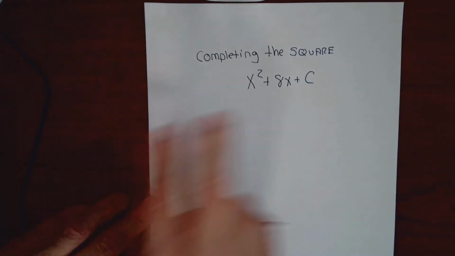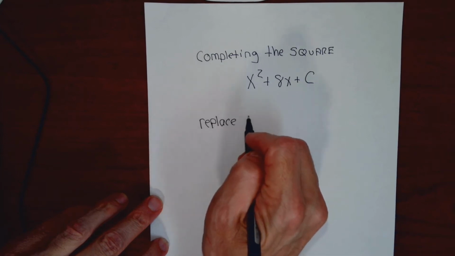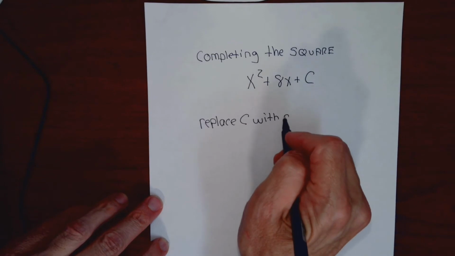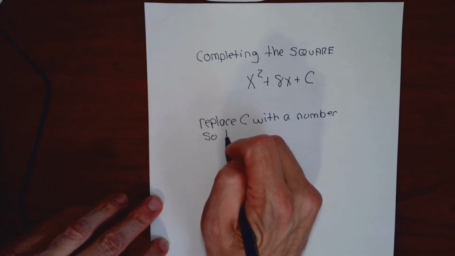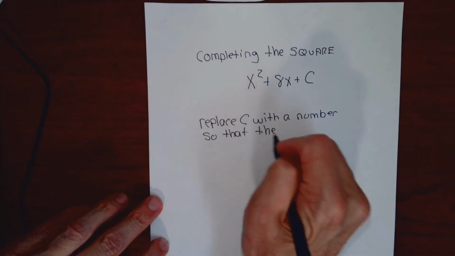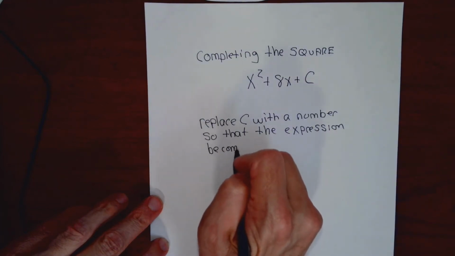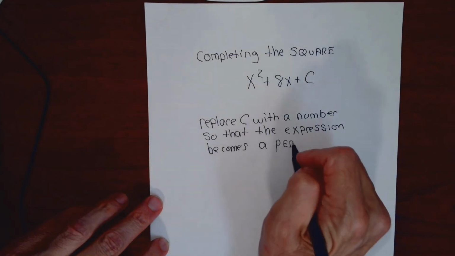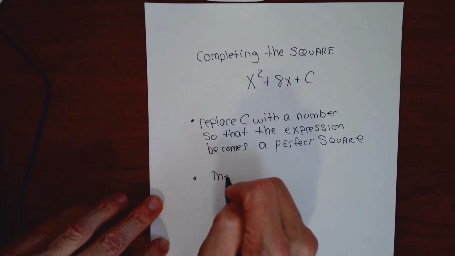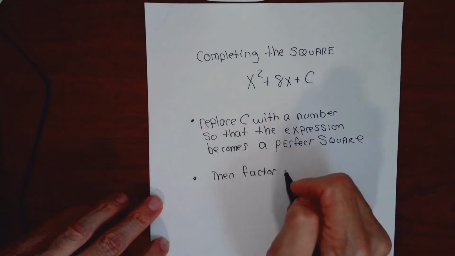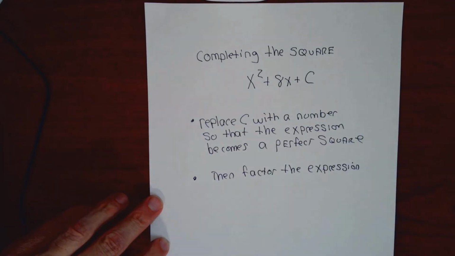In intermediate algebra, I write problems like this, and my instructions are: replace the c with a number so that the expression becomes a perfect square. Then factor the expression. This we have to be good at, otherwise the next problems are bad. This isn't particularly hard. So how do I do this?